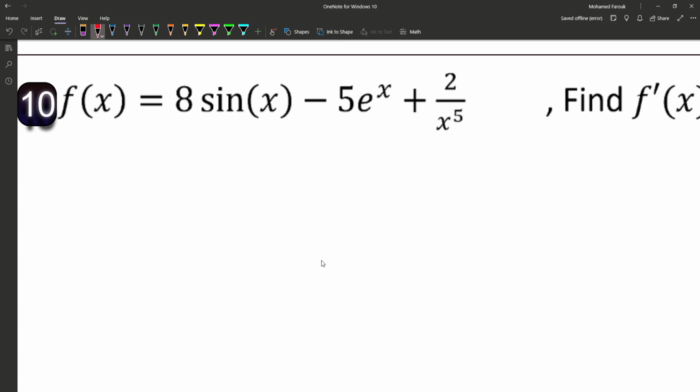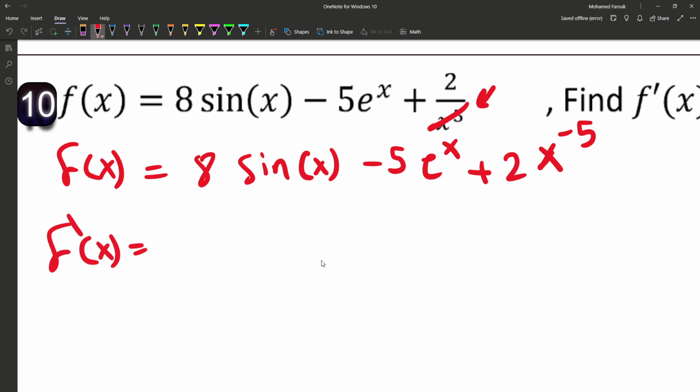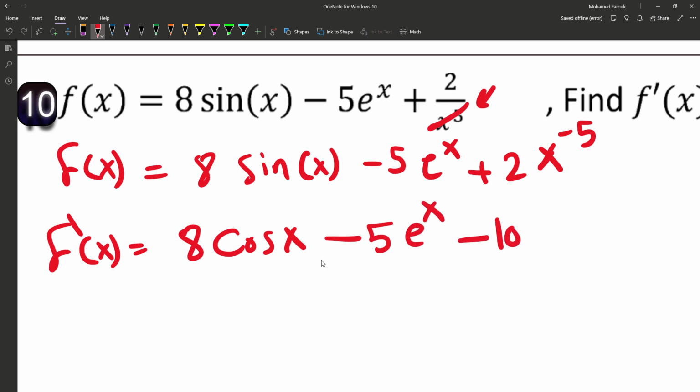Next, okay, we have a problem in this part, so we'll fix it first. So it will be f of x is equal to 8 sine x, keep it the same, minus 5 e power x, and plus 2, this one, we'll move it up in the numerator, it will be x power negative 5. And then we will get the derivative. f dash of x is equal to derivative of sine, it will be cosine, so it will be 8 cosine x. This one will be the same, negative 5 e power x, and this one negative 10. Negative 5 minus 1, it will be negative 6.